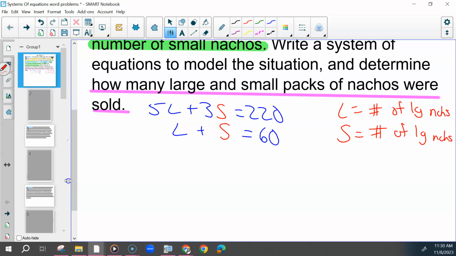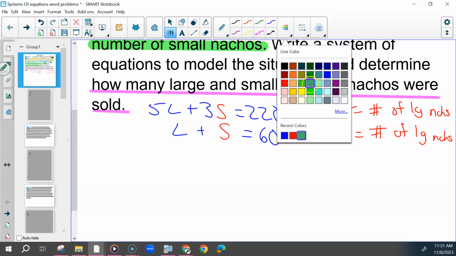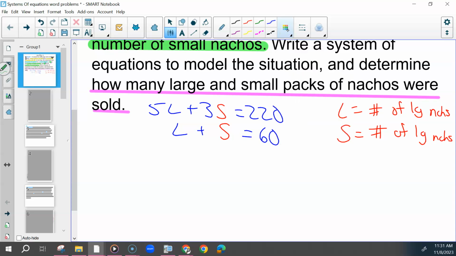So the thing about this is we have to keep in mind, how do we do elimination? Elimination, we have to make sure that one of these variables has the same coefficient. Right now they do not. We need to make that happen, and then eliminate one of the variables and start subtracting. Because it asks for both, it doesn't matter which one we do first. So do we want to eliminate L or S? S, sure.